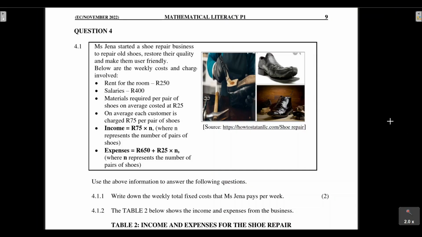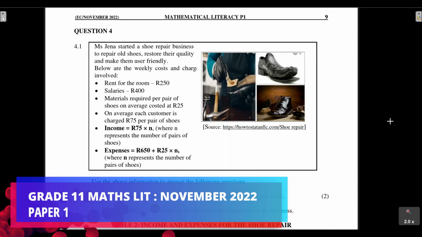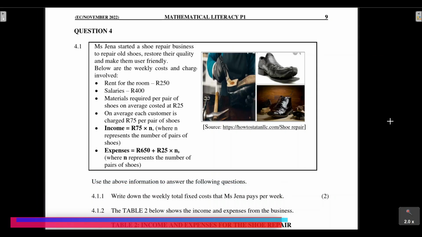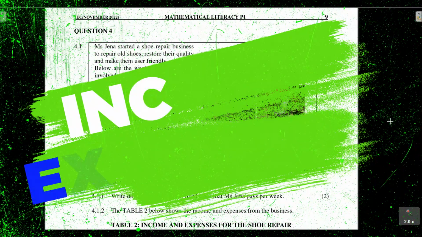On today's video tutorial, we are going to be tackling question 4 from the grade 11 mathematical literacy paper 1 that was written in November 2022 by the Eastern Cape Province learners. Remember that we're using this paper to help us revise concepts that we have learned throughout the whole year. In question 4.1, we are dealing with income and expenditure.